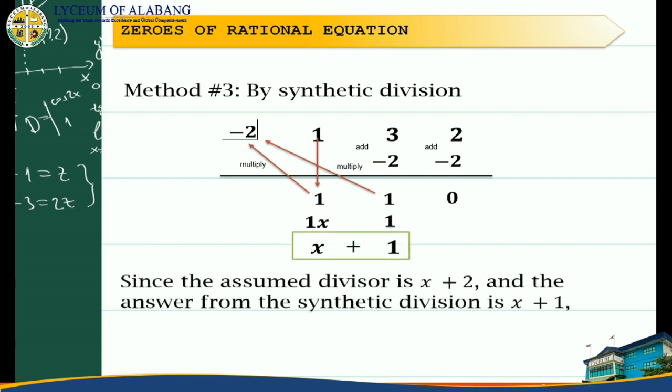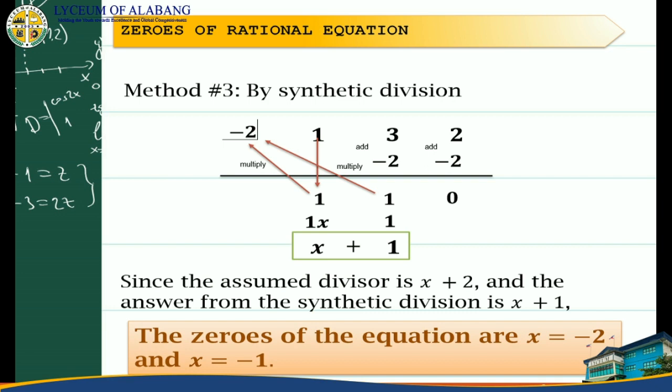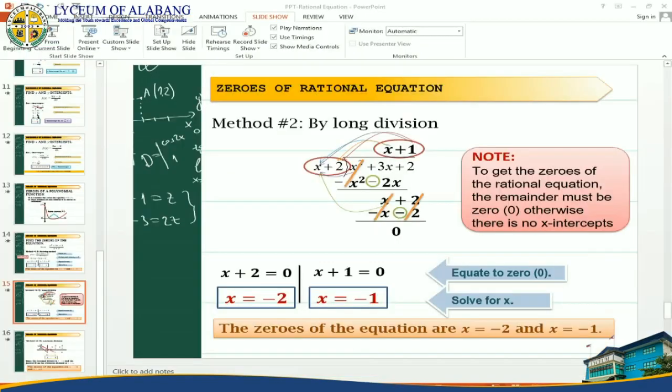Since the assumed divisor is x plus 2, and the answer from the synthetic division is x plus 1, therefore, the zeros of the equation are x is equal to negative 2 and x is equal to negative 1. And that's all for the rational equation.